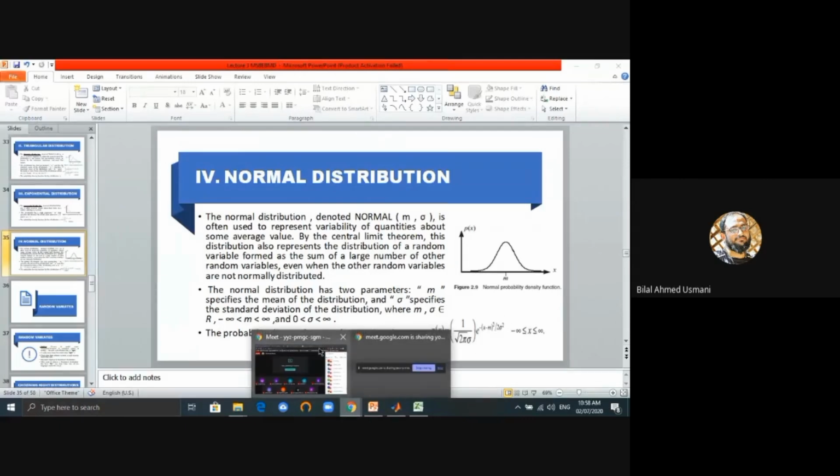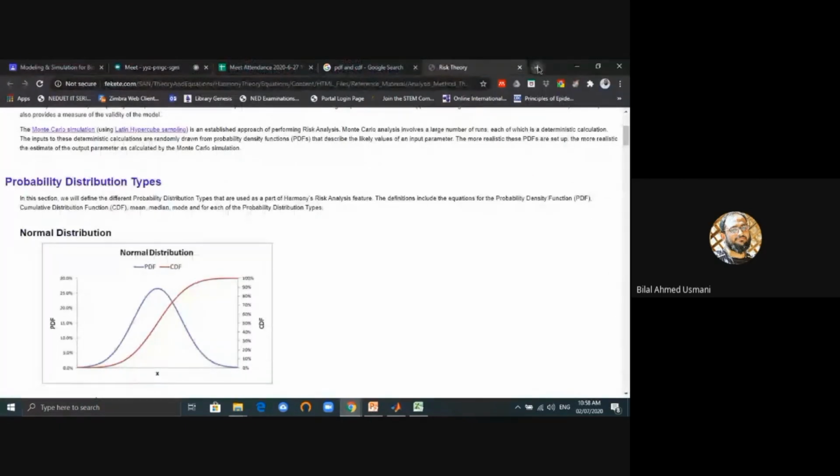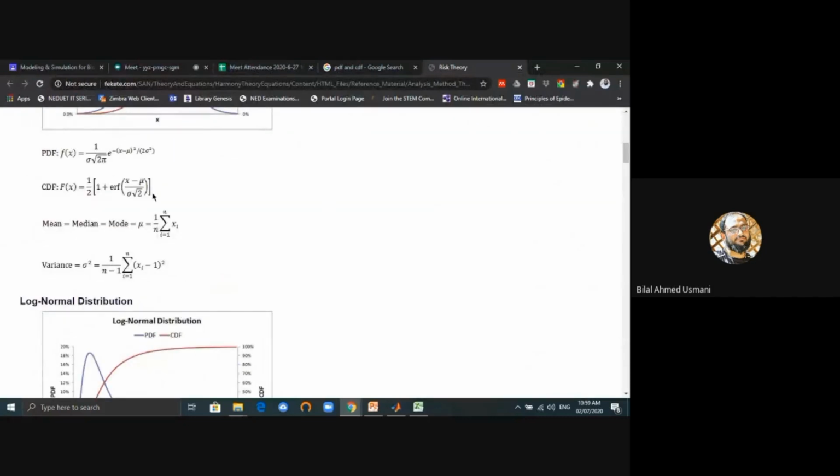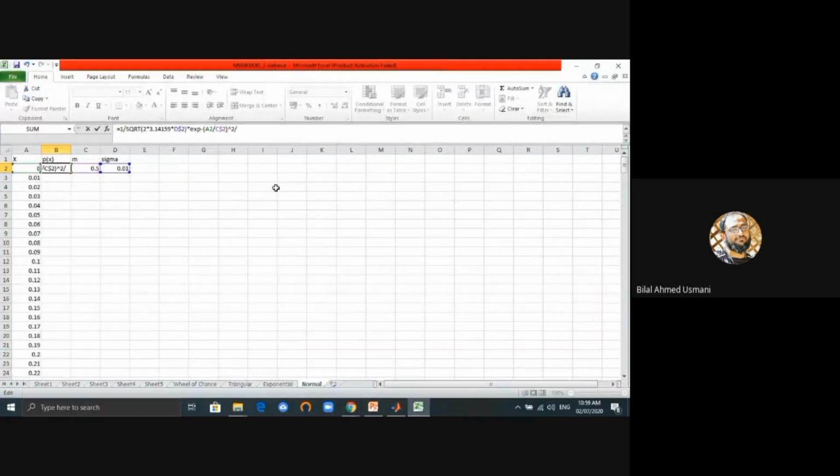Just write down the PDF. It's a bit risky. I think it should be over here, so 2 sigma square is not in the exponential. Divided by 2 into sigma square. I need to put another bracket.